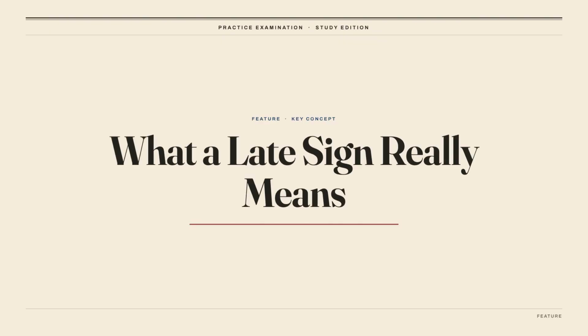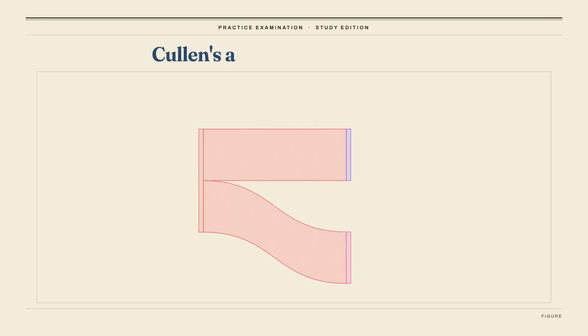A late sign isn't just a finding that shows up eventually. It's a finding that only appears after the disease process has already been running long enough to leave visible evidence, which means by the time you see it, it's already too late to serve as an early warning.